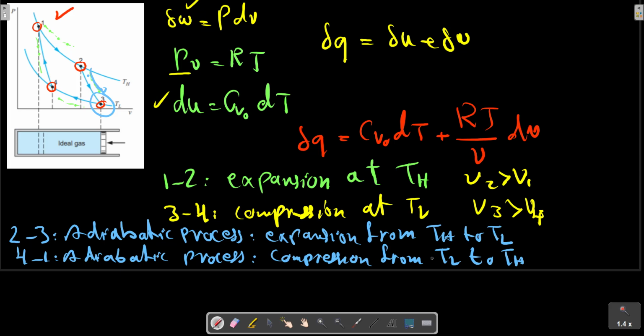The area below each process line represents the work for that process. For example, for process 1 to 2, we have an area that shows the work for the 1 to 2 process, this area, and also we have an area here, we have various areas.